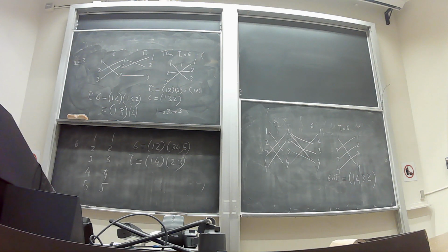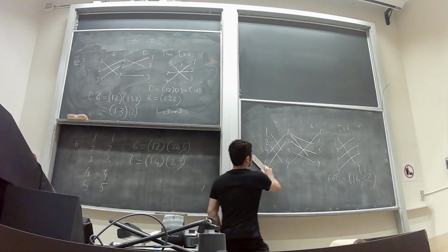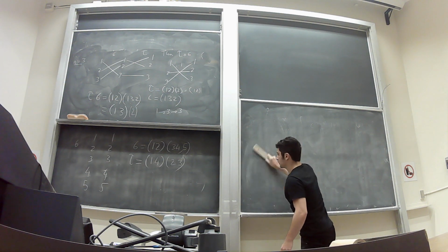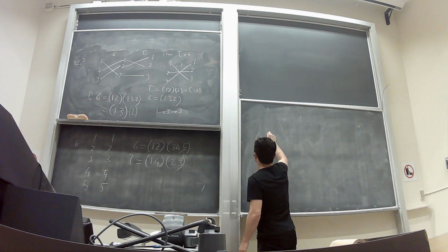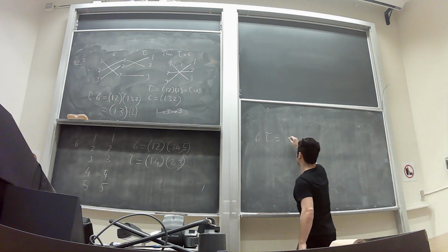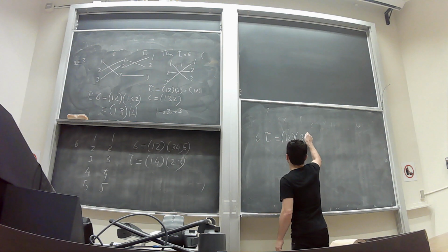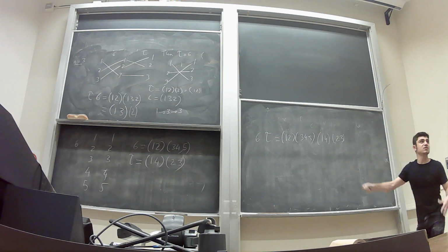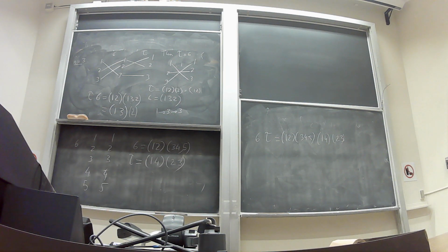Okay. What is sigma tau? First, let's write what sigma is. 1, 2, 3, 4, 5. And 1, 4, 2, 3. Okay? For now, this is the best way we have. Later, we'll see better, more efficient ways of doing this. Okay. What is sigma tau?